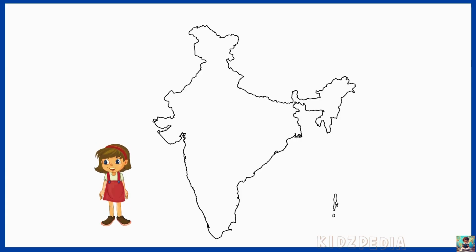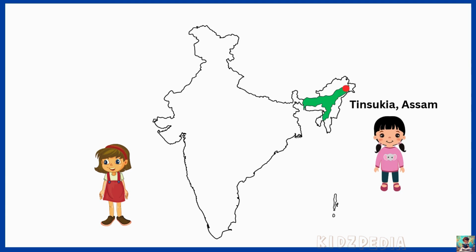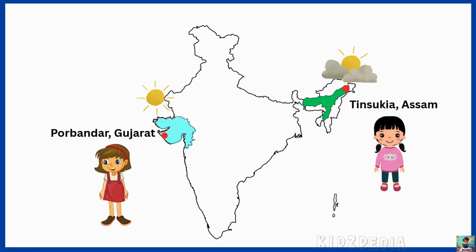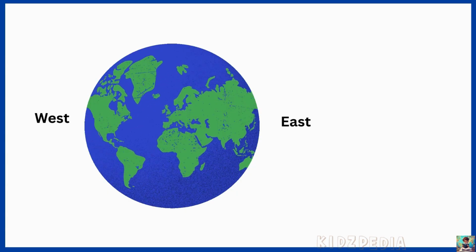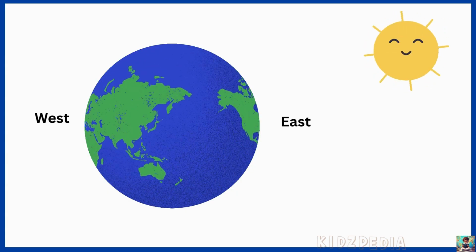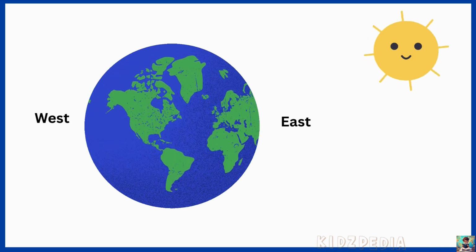So, two friends are talking on the phone late afternoon. One is in Tinsukia, Assam, in the east of India. The other is in Porbandar, Gujarat, in the west of India. The friend in Assam says, "The sun has set here. It's already dark." The friend in Gujarat is surprised and says, "It's still daylight here." Do you know why this happens? This happens because the earth rotates from west to east, which means the eastern parts of the earth see the sun first, and the sun sets there earlier.